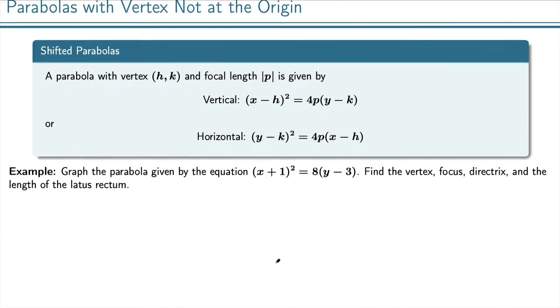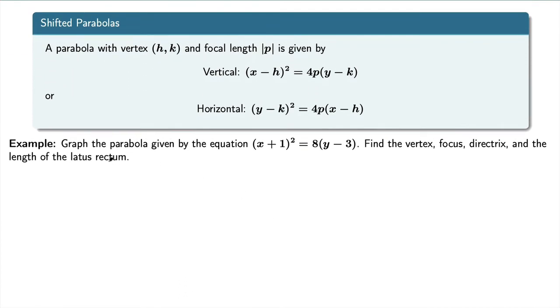So let's look at our example. Graph the parabola given the equation (x + 1)^2 = 8(y - 3). So let's go ahead and start by graphing what we know right off the bat. We know our vertex is at (-1, 3). There's our vertex.